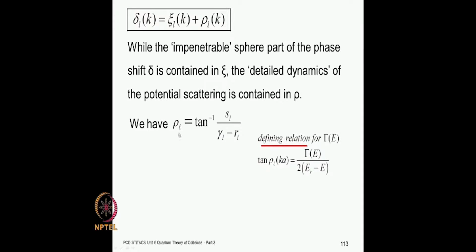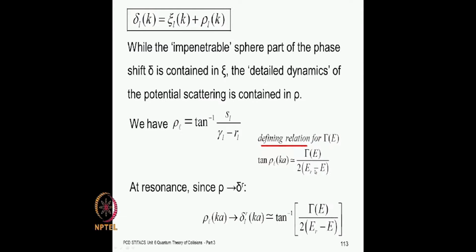So, both of these are expressions for tangents of rho. This is tan rho, given by the ratio S over gamma minus R. This is tan of rho, the same quantity, which is defined as a ratio of gamma over 2 times ER minus E. So, you can rewrite the expressions in terms of gamma instead of S and R.